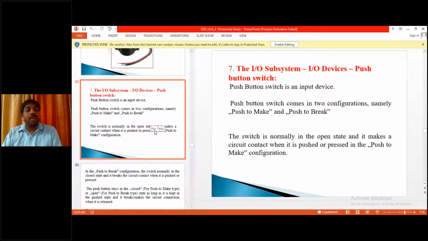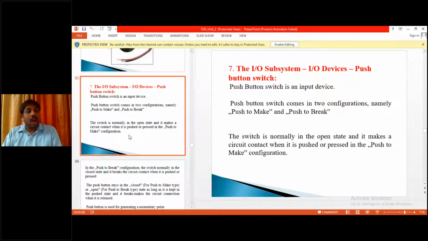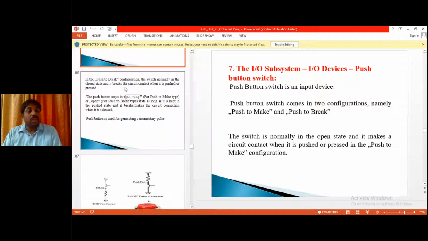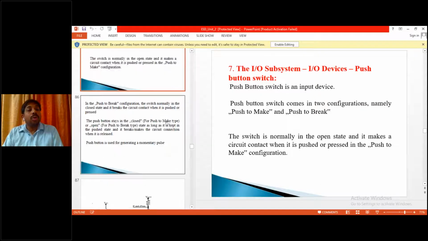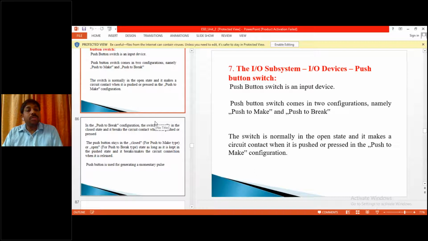The switch is normally in the open state, and once it makes a contact, it is called push to make, or normally it is closed, and it can be pushed to break the contact. That is called push to break. Normally closed, once you press the button, it becomes push to break.